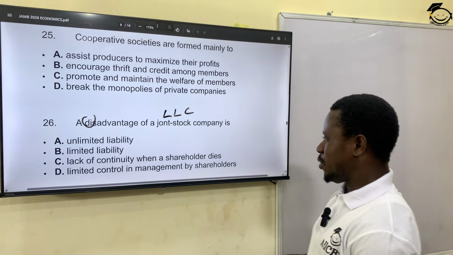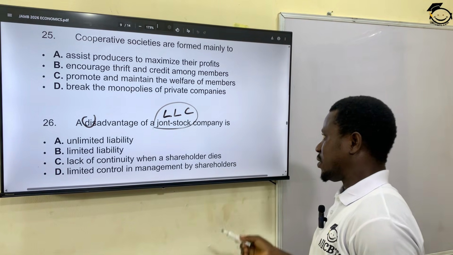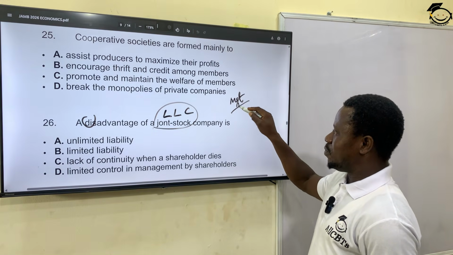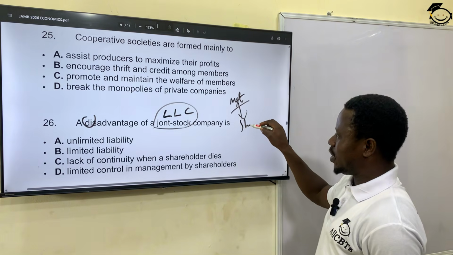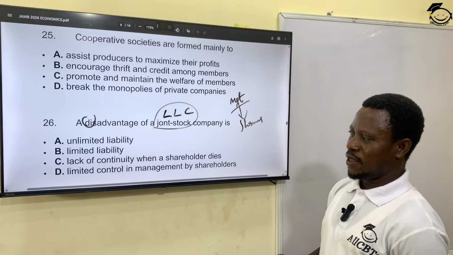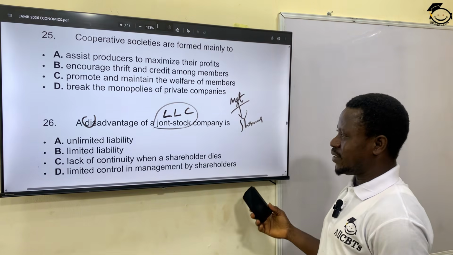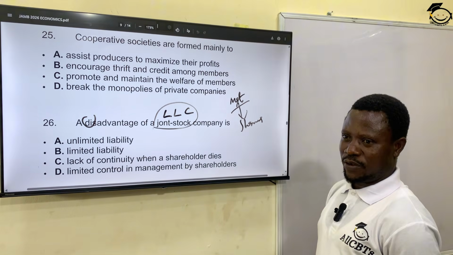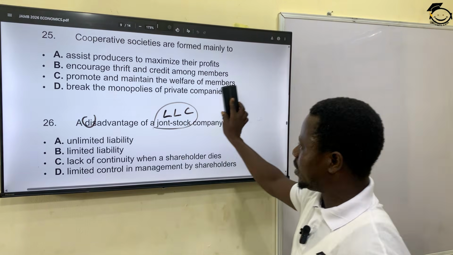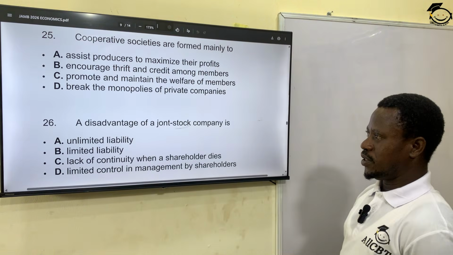How? Because this limited company, more often than not, is controlled by a board of management. And most of the time, this management are not the owners. They are different from the shareholders. The shareholders employ people to manage the business for them. So in that case, they are far away. The shareholders have limited control on their own business. Why? They have already employed management to manage the business on their behalf. So the most correct answer here is option D.